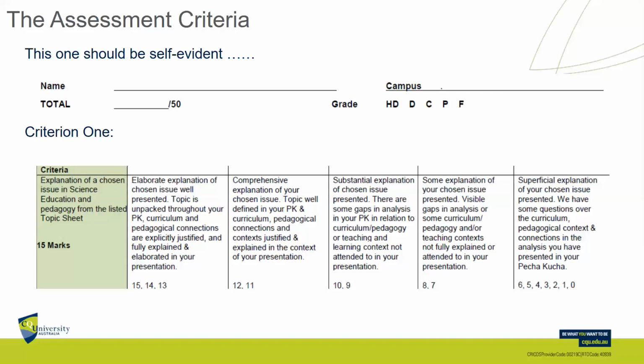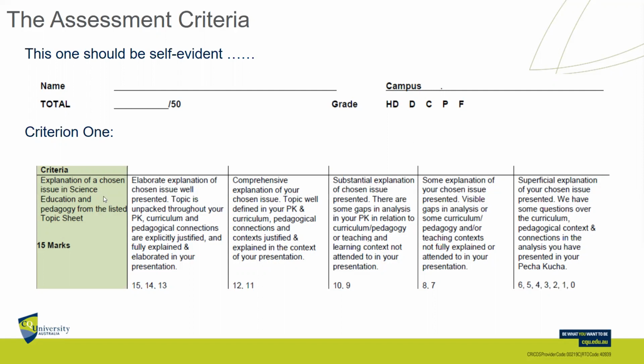Okay, criteria 1 talks about the explanation of a chosen issue in science education and pedagogy from the topic sheet. Now, there are 10 topics, so you're all limited. So that's roughly about 18 to 20 people per topic completing that topic. Please jump on the forum and talk about it. It's not a crime to do that. We are not in competition. We're talking here about being the best teachers that we can possibly be. In a teaching framework, you would be talking to your colleagues all the time about what you're doing. You'd be swapping units. You'd be sharing ideas. So jump on the forum, take control, and do that sharing.